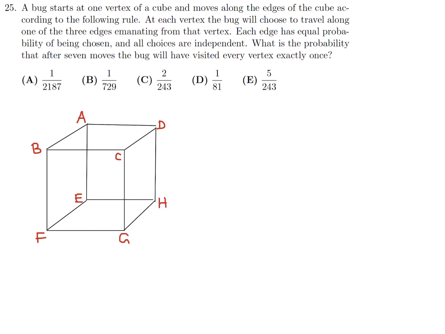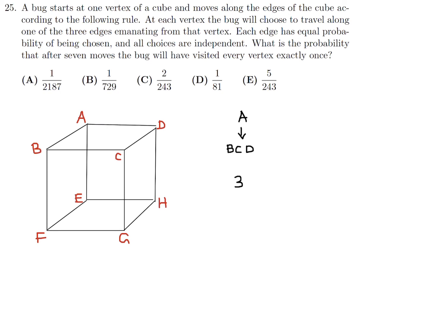And from A, we have 3 possible ways of going. We can only go to a vertex that's attached to the original point. They explained that in the question. So from A, I can either go to B, C, or D. Okay? So that gives me 3 possible choices.